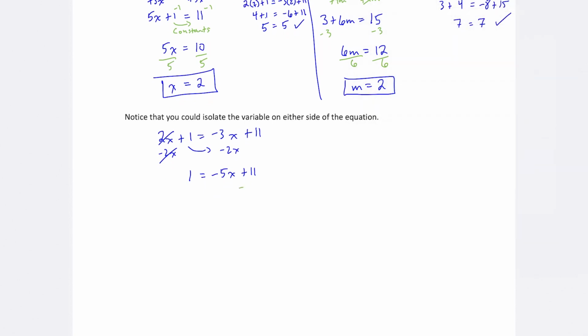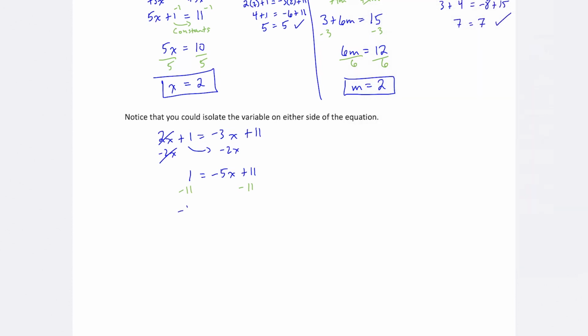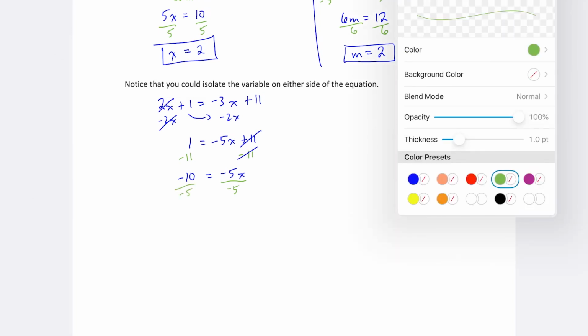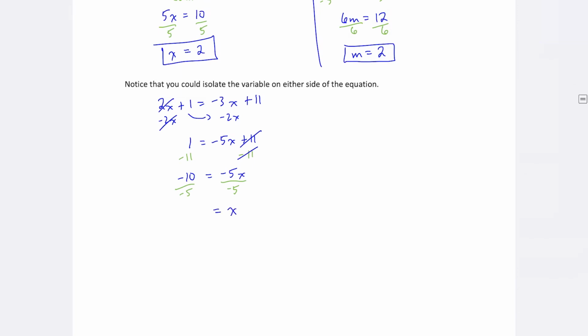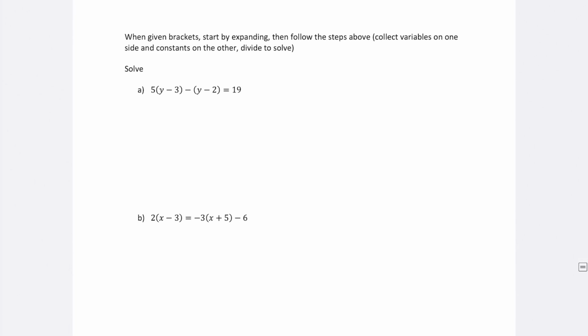Now we want to bring our constants to the other side. So we do subtract 11 from both sides. And that leaves us with negative 10 equals negative 5x. And then negative 11 and positive 11 cross out. And then to get the unknown x by itself, we do the opposite of multiplying by negative 5, which is dividing by negative 5. So we do that to both sides of the equation. Now we have x is equal to 2. And see that we have the same answer. It just was worked at from a different perspective. All right, let's move on to some more questions.